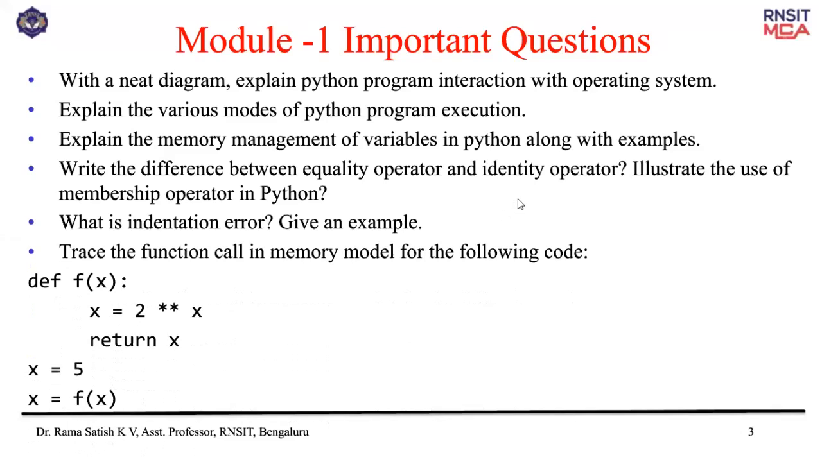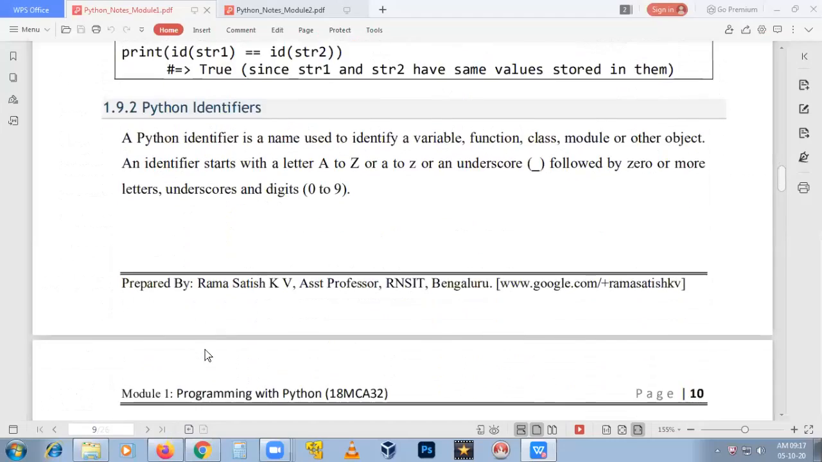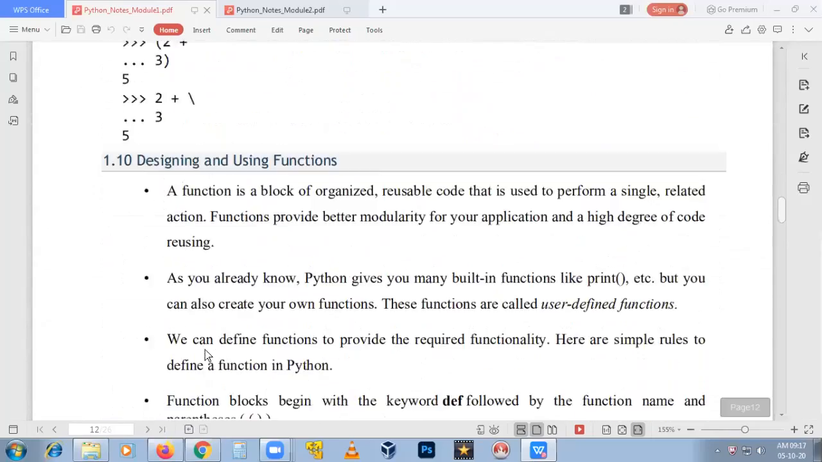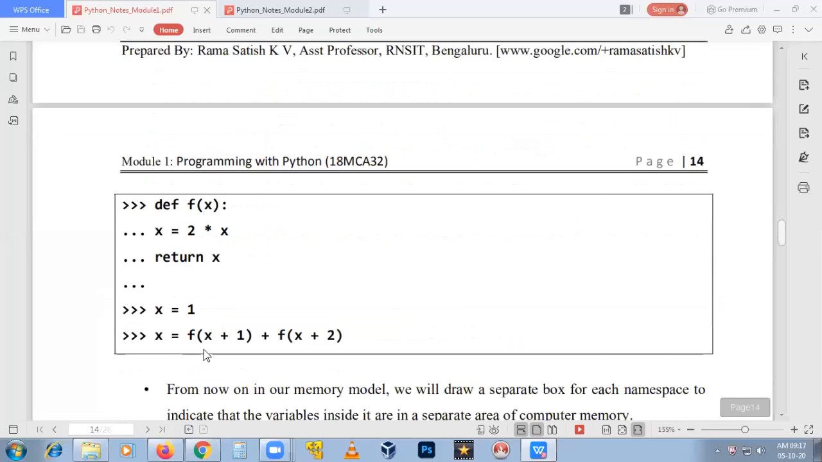And trace the function call with memory. This I have explained very well. You have to define a function. After defining the function, you have to give a value to x, and what happens when the function is called, what are all the changes that happen, and finally what is the value that is returned for x. Everything is given in the notes also, but I'll explain once again. This is one of the very important memory management questions they will be asking. They have asked the tracing many times.